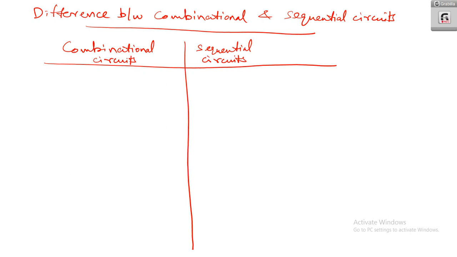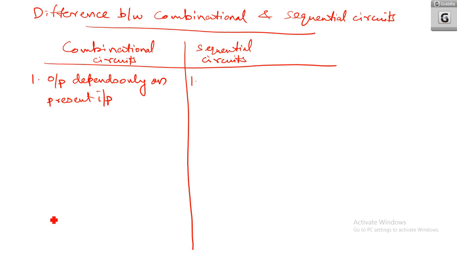Now coming into the first difference, or first point. Here output depends only on present input. Output depends only on present input.